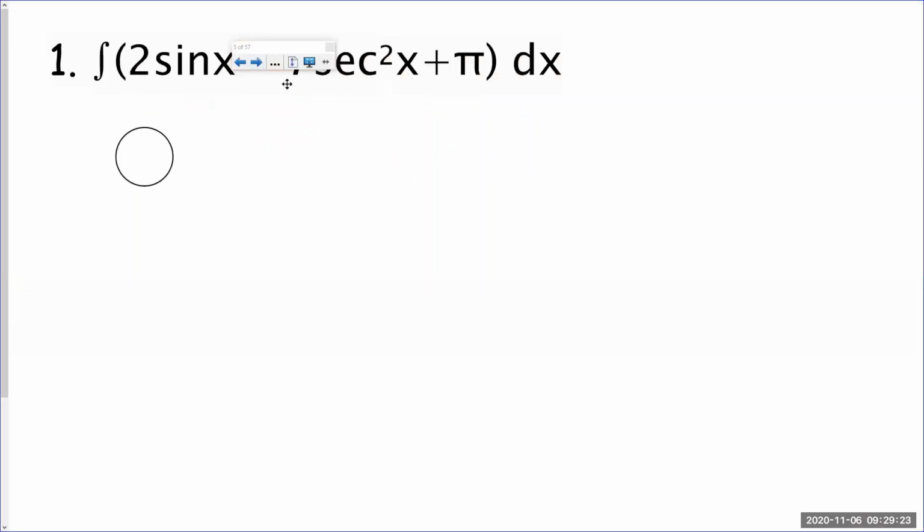You guys picked up some notes. Today we're going to do backwards chain rule, okay? So I want to ask you guys, what can you do backwards?